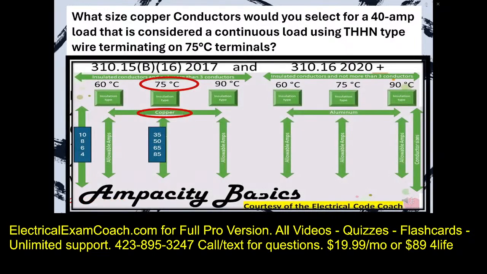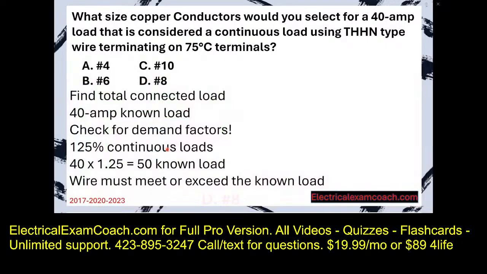And all of our wire must meet or exceed the known load. We head over to our primary ampacity table. We're going to start on the left-hand side because they want copper conductors, and we're in the 75° C column. We come down and we find a wire that meets or exceeds our load, and we're going to put it on a number 8. Great job!